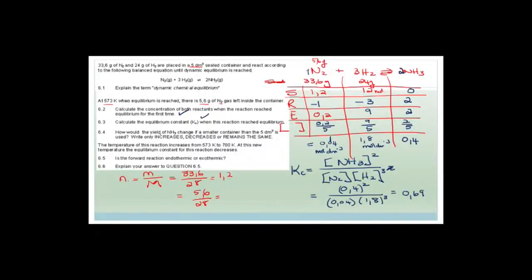Now it said, how would the yield of ammonia change if a smaller container than the 5 decimeter cubed was used? Write only increase, decrease, or remains the same. Okay, so this is a bit of a sneaky question, and the reason it's sneaky is they're not actually asking you about the volume of the container. What they're talking about is actually pressure. Because by making this container smaller, you're increasing the pressure, because by decreasing the volume, you're increasing the pressure.